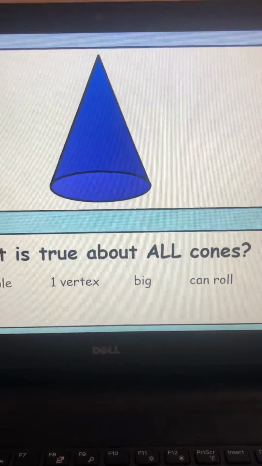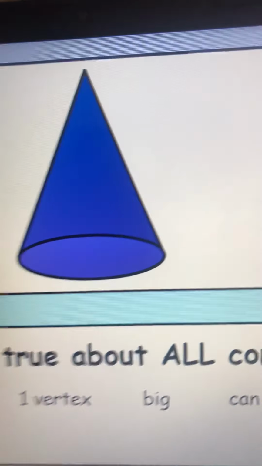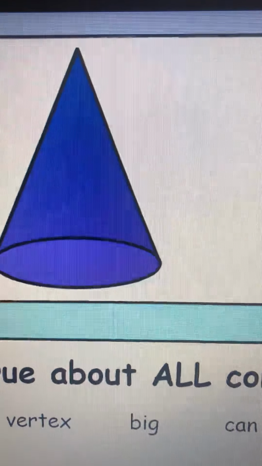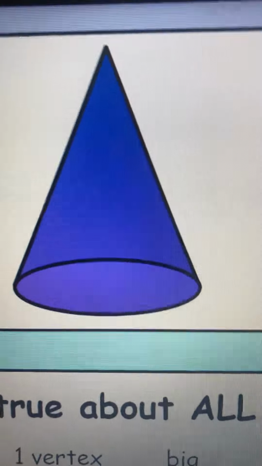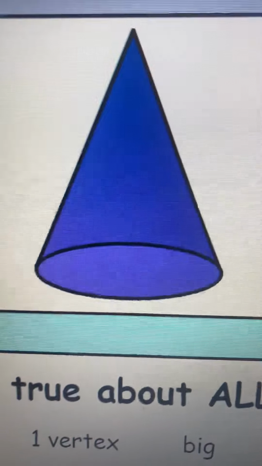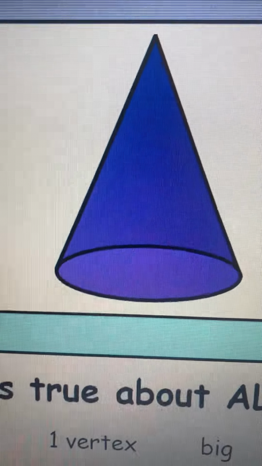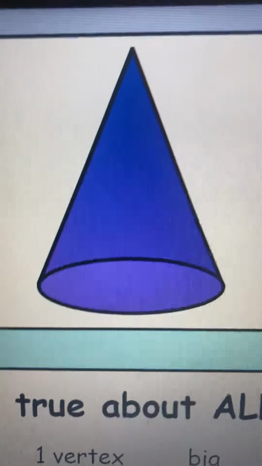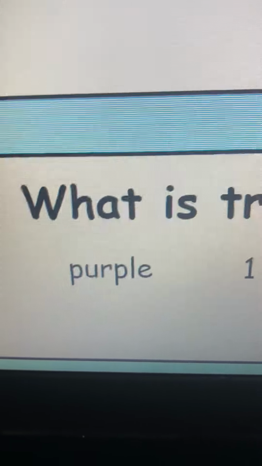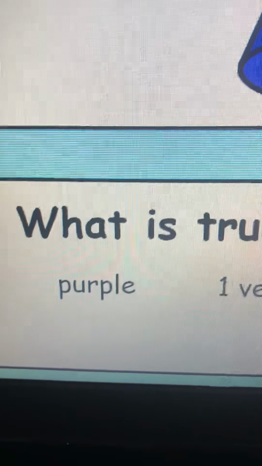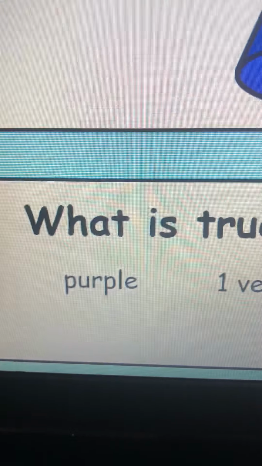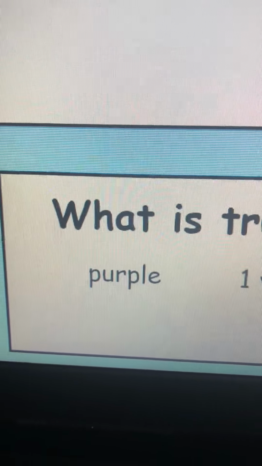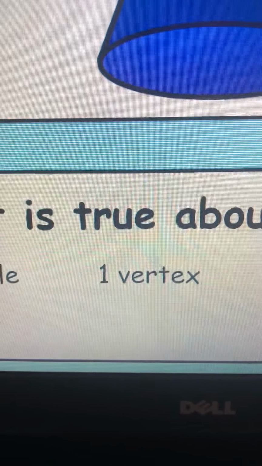What's true about all cones? Okay, let's talk about cones for a second. A cone is just like what it sounds like. It's shaped like an ice cream cone, or maybe an orange cone that you've seen outside. Maybe like a birthday hat. Those are all examples of cones. All cones are purple. Well, obviously we know that's not true because we've seen orange cones and brown ice cream cones. One vertex.